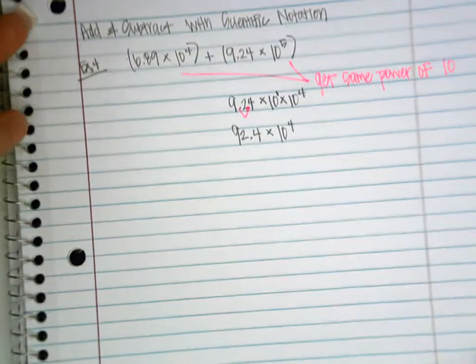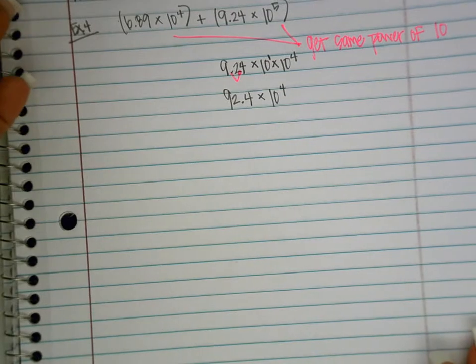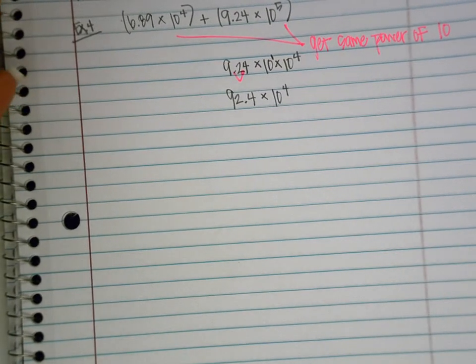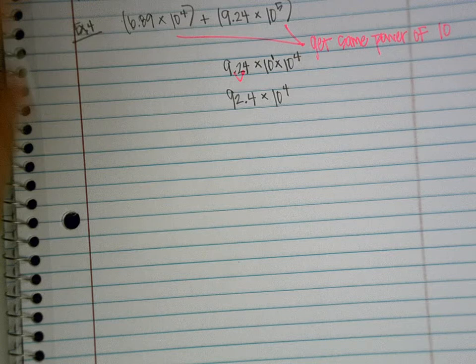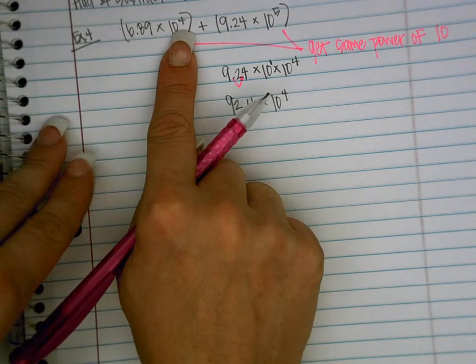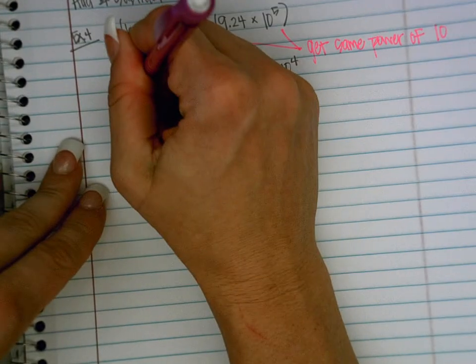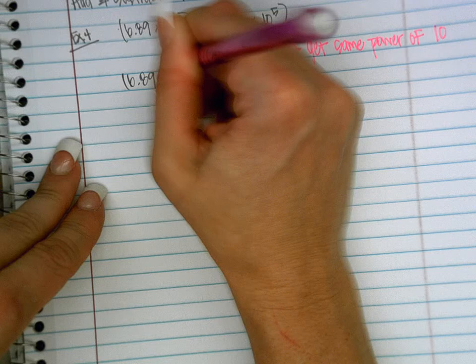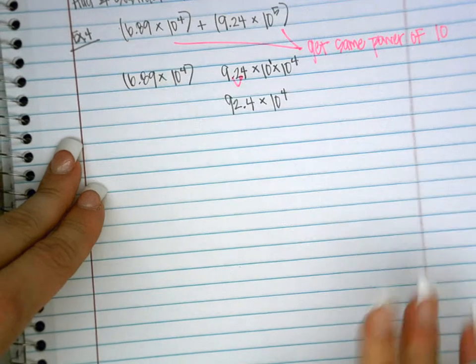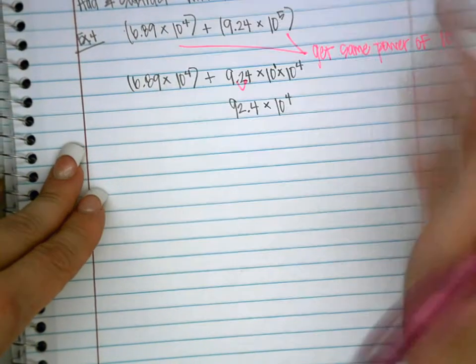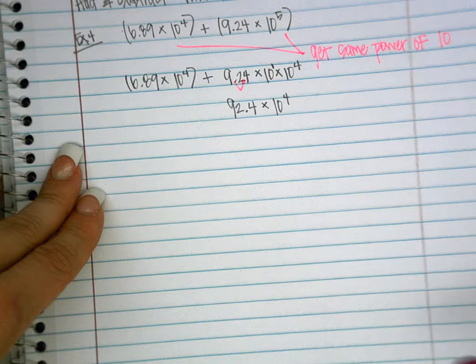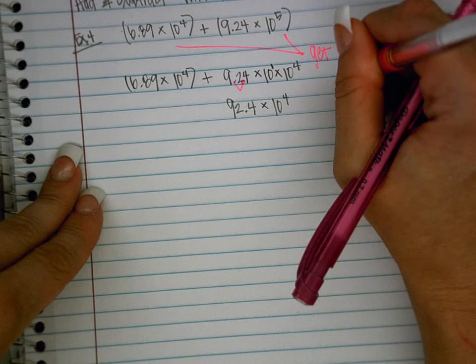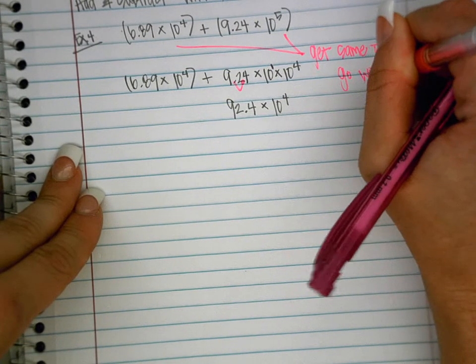Yes, Nathan? I'm confused because you're just saying stuff and I don't understand what is going on. Okay, we need to get these to be both 10 to the 4th. You always want to go to the smaller power. So I need to change them to get a common power, basically. Get the same power of 10. Go with the smaller power.